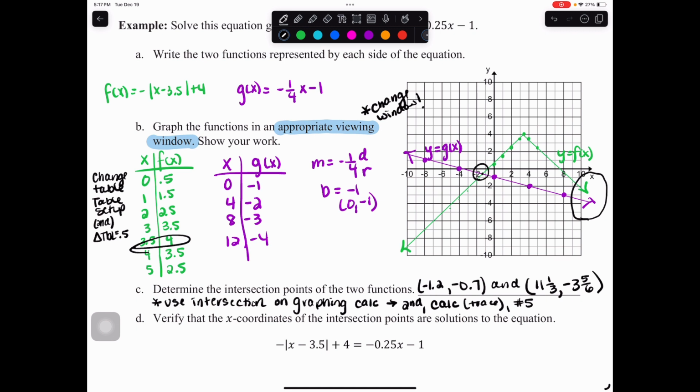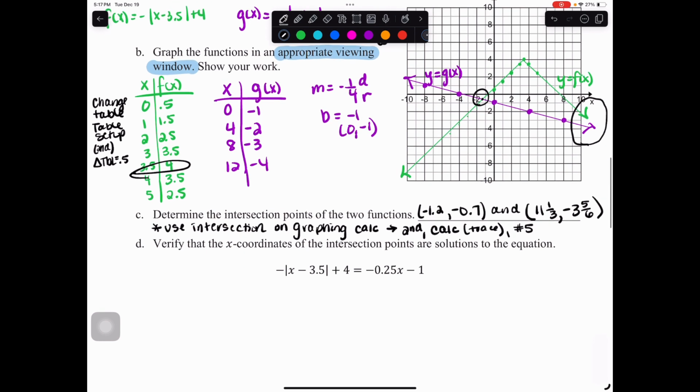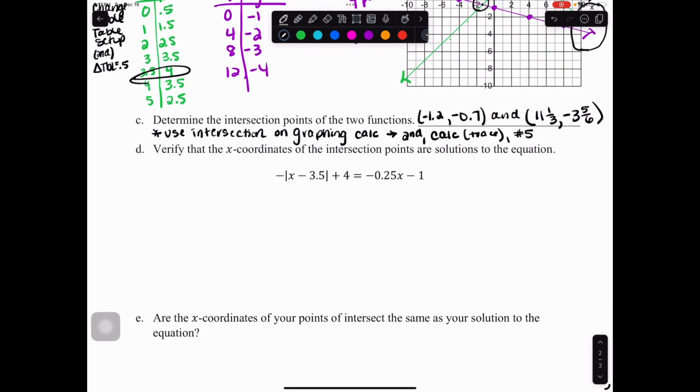So now that we actually know the answers and we can see technology is going to be our best friend here, we want to verify that the x-coordinates of the intersection points are actually solutions to the equation. So we'll start with writing it once and checking our first coordinate, and then we're going to have to do a second check to check our second coordinate.